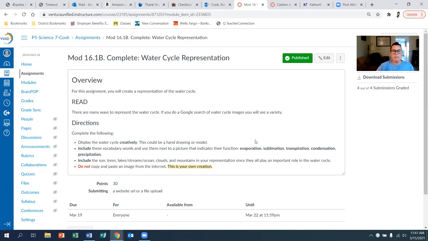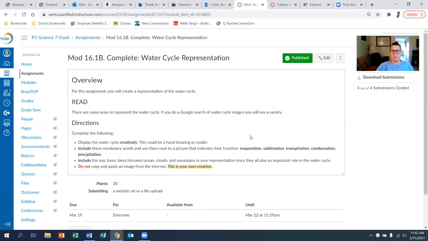And everyone is leaving out the word sublimation. It's not just in this class, it's in other classes as well. Everybody's leaving out the word sublimation. So when you do your model or your drawing, besides having the sun, trees, lakes, clouds, mountains, or body of water, whatever you want to put there, you need to use these five words: evaporation, sublimation, transpiration, condensation, and precipitation. Those all have to be on the poster and in the proper place, indicating those things that are actually happening.